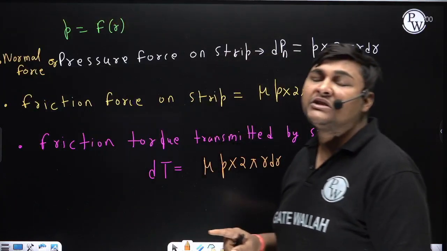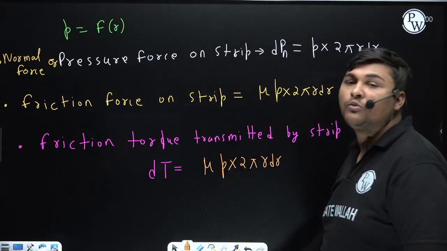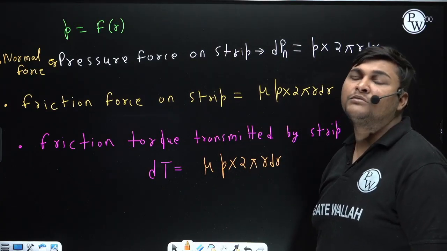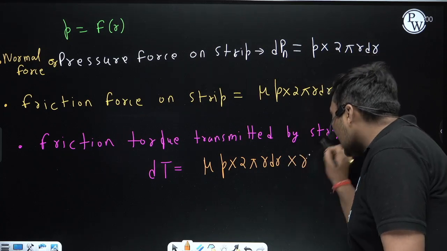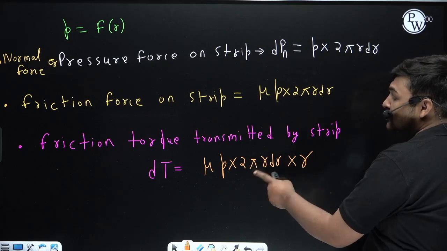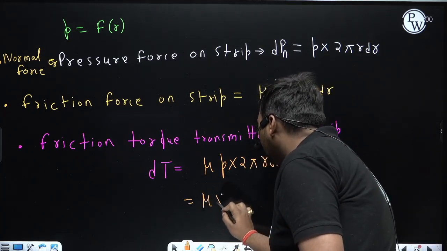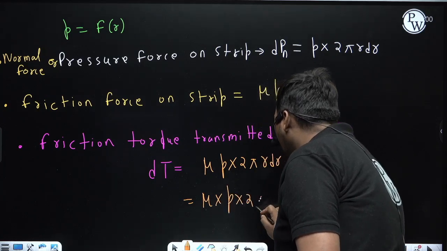So how much friction torque will be transmitted by the strip? It will be the friction force on the strip, which is mu into p into 2πrdr, multiplied by its distance from the center line, which is r. So again r will get multiplied. Here 2πr is coming, and this r will make it 2πr square. Simplifying, it becomes mu into p into 2πr square dr.